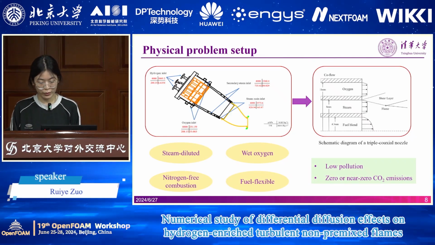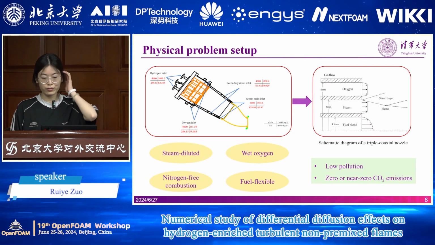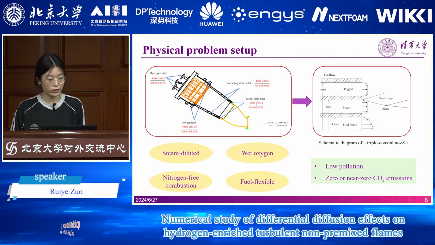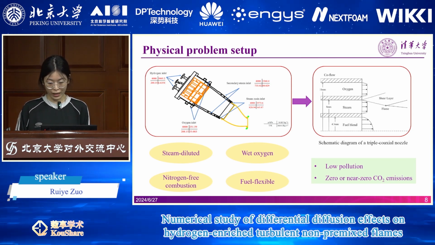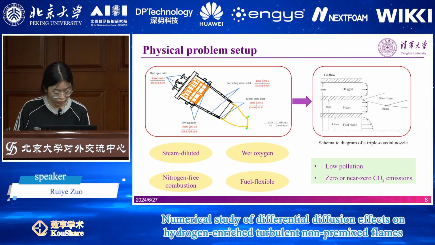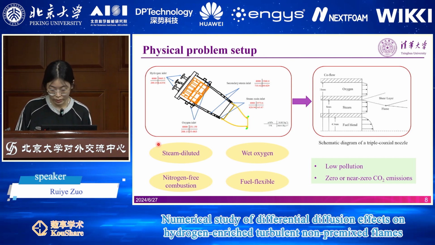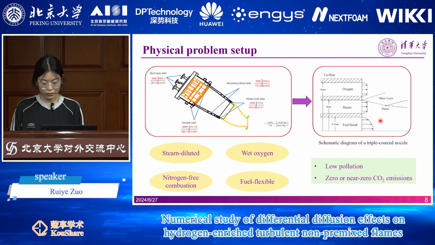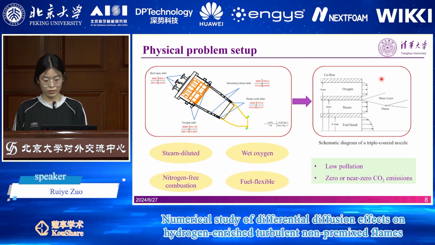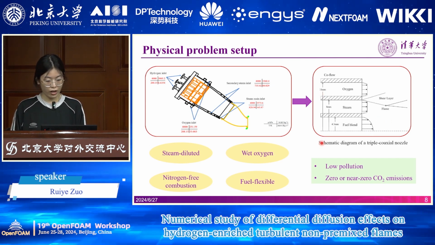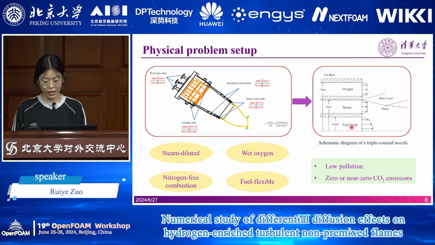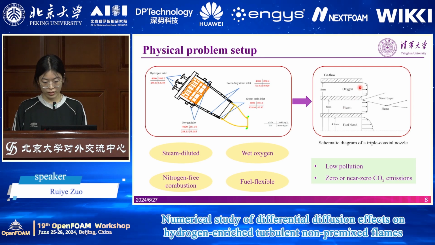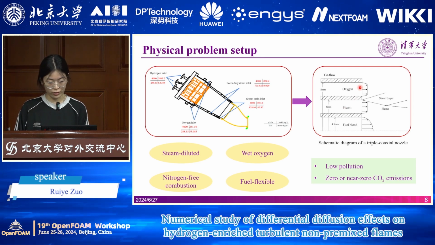As we mentioned before, this study investigates the impact of differential diffusion on the steam-diluted hydrogen-enriched oxygen mixing and combustion process. By simplifying the model of the combustion chamber, the schematic diagram of a triple coaxial nozzle is obtained, as shown in this figure. A mixture of hydrogen and methane fuel blend is injected into the inner circular jet, while steam and oxygen are injected into the middle and outer jets.